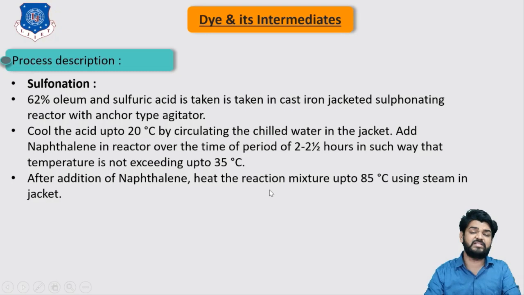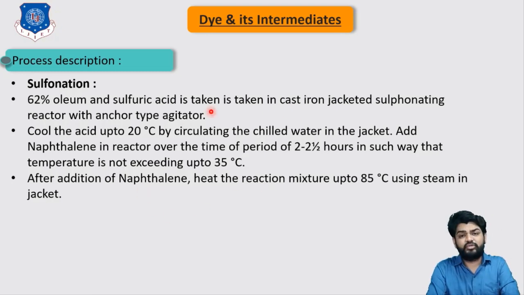As you can see here, the first step is very similar to what we have seen in the H acid. The first step is the sulfonation, in which we are reacting 62% oleum and sulfuric acid, taken inside the cast iron jacketed vessel of the sulfonator, which also has one anchor type agitator. Then we have to cool our reaction mass of the acid to 20 degrees Celsius by circulating chilling water inside the jacket.